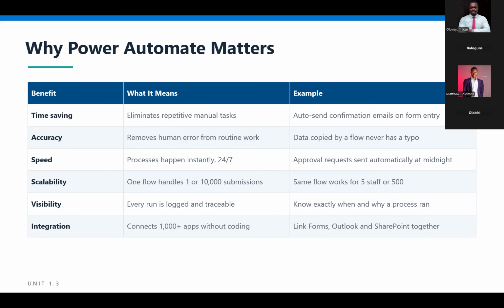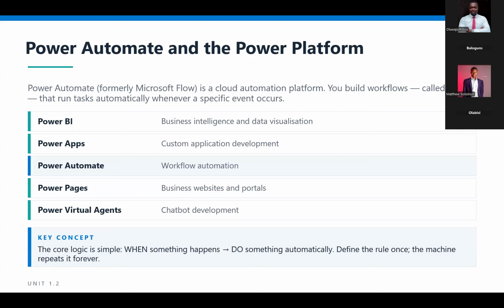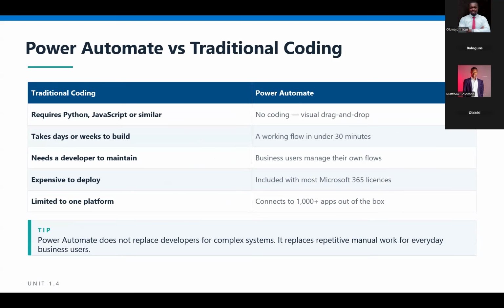Did I skip something? Okay, this is why Power Automate is important. Yeah, and this is where we are. Power Automate versus traditional coding. Traditional coding, this is just us trying to say some people use Python to do all these things, right? They use some programming tools and all that.